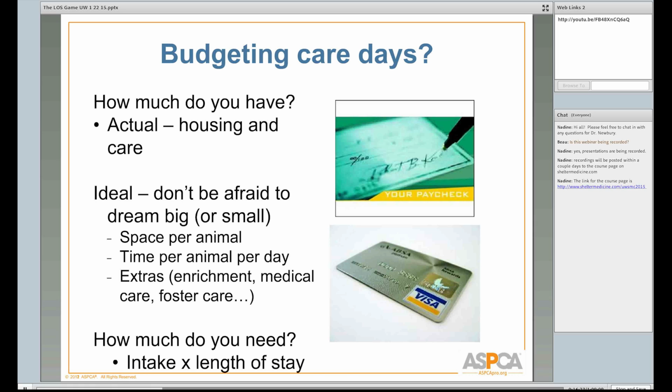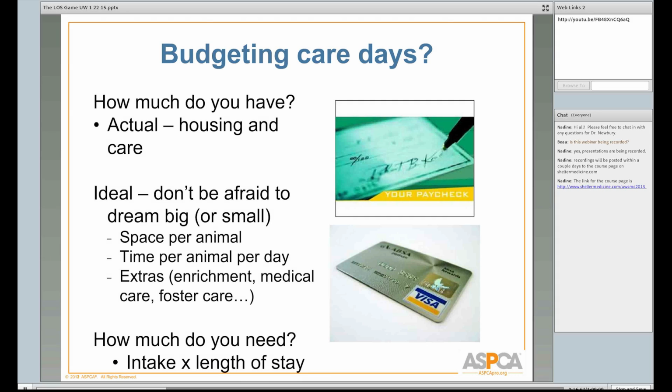How much do you need? You have to look at what you've agreed to do. So if you've agreed to have a county contract, or if you've agreed that you're going to bring in a certain number of animals, then you need to say, well, okay, I agreed I'm going to bring in 10 animals every day, and I'm going to hold them for at least 5 days. Then you better be sure you have the capacity to care for 50 animals at a time, because otherwise you're agreeing to something that you're not going to be able to do. And that's something we want to be really sure that people are doing.